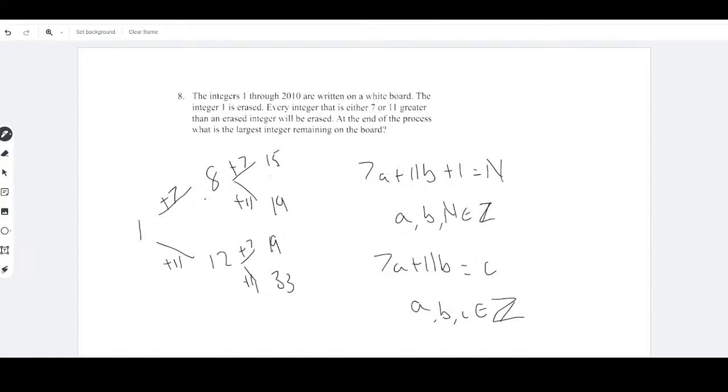And with this equation now, we can think about b mod 7 and what that would mean for c mod 7. So if b was 1 mod 7, then c is congruent to 11 mod 7, since 1 times 11 is just 11, and you can simplify 11 mod 7 to just 4 mod 7.